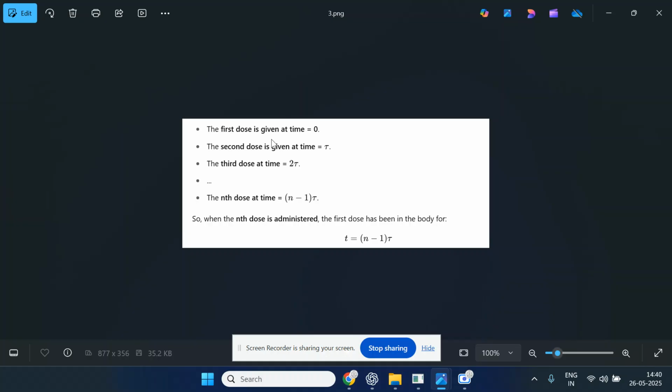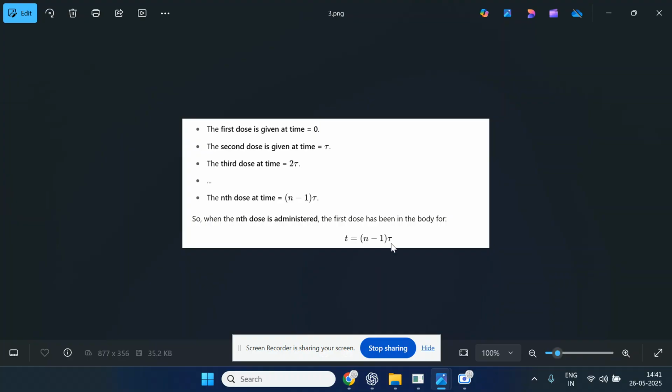So the first dose is given at time 0. The second dose is given at time T. The third dose is given at time 2T. The nth dose is given at time n minus 1 into T. If you follow this trend, when the nth dose is administered, the first dose has been in the body for n minus 1 into T. So we are giving the drug at a capital T interval.